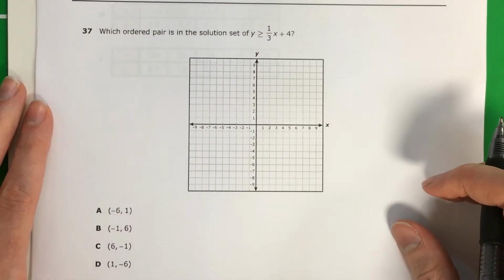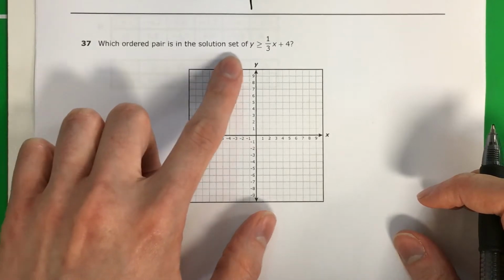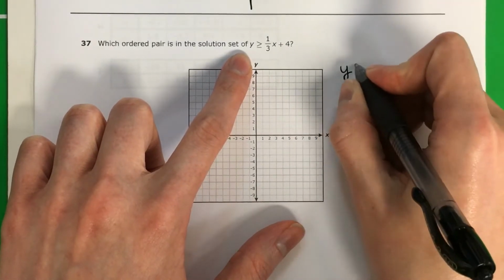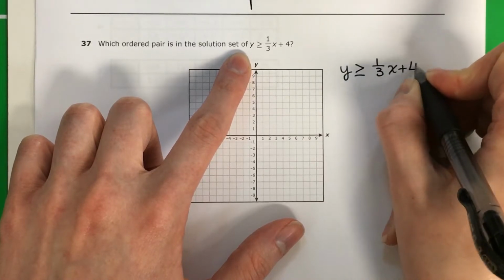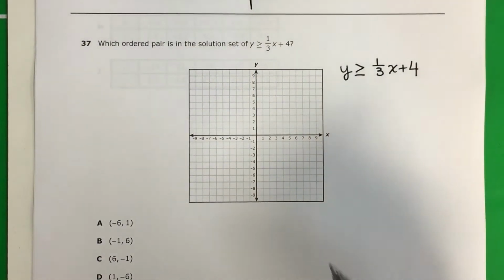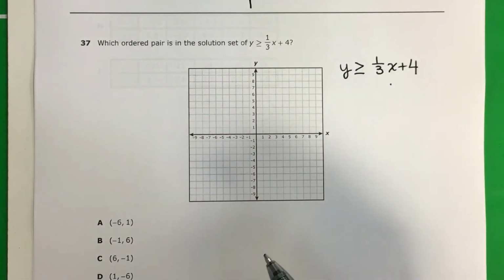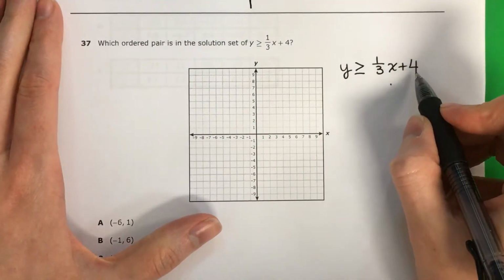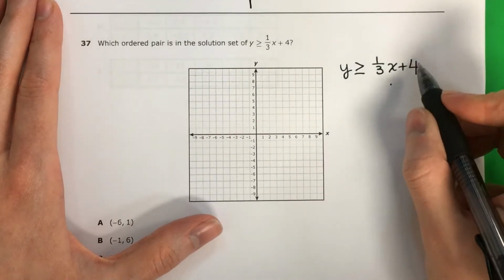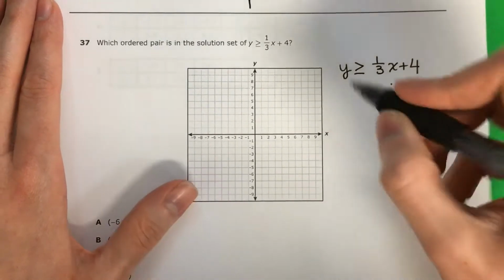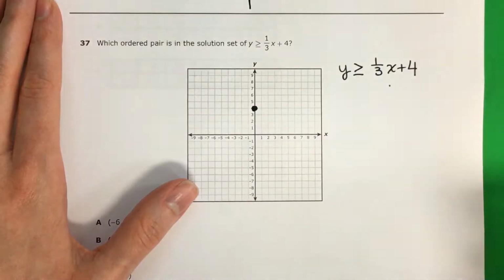Number 37. Which ordered pair is in the solution set y is greater than or equal to 1/3 x plus 4? Well, I need to figure out which one of these is the solution for this. First, I'm going to put my y-intercept on the graph. I want to graph this. So my y-intercept is 4. I'm going to graph it on the y. Here it is. Y-intercept is 4.